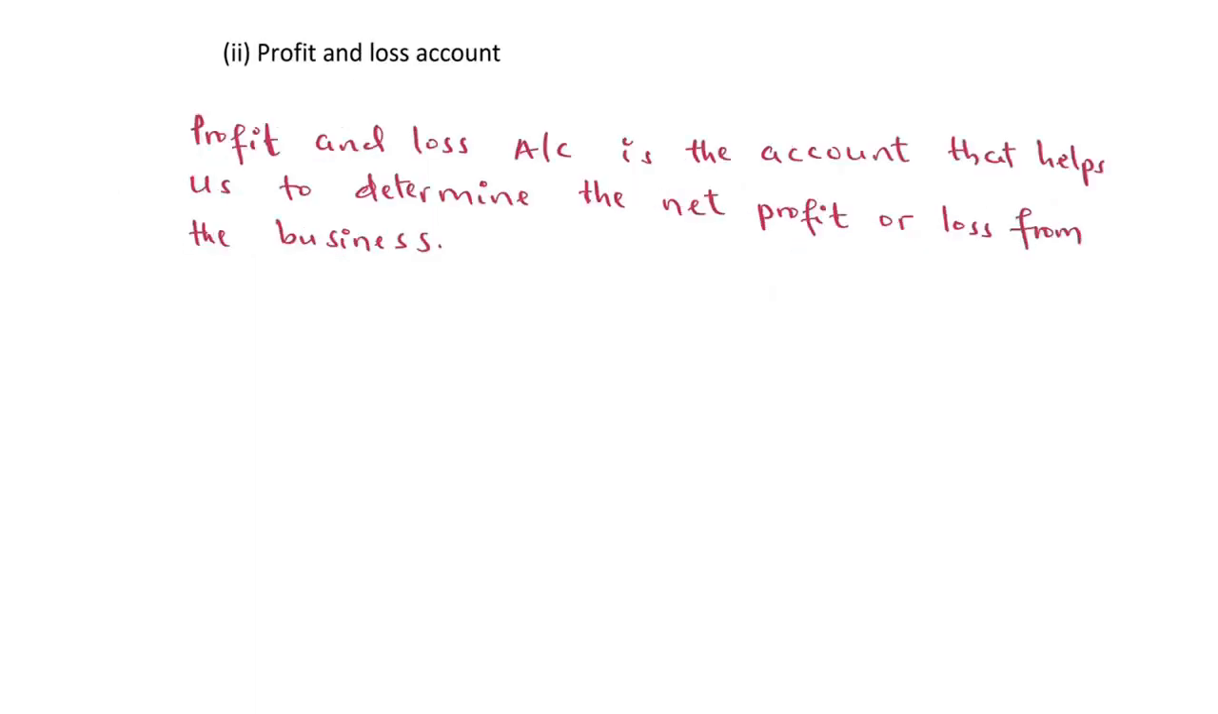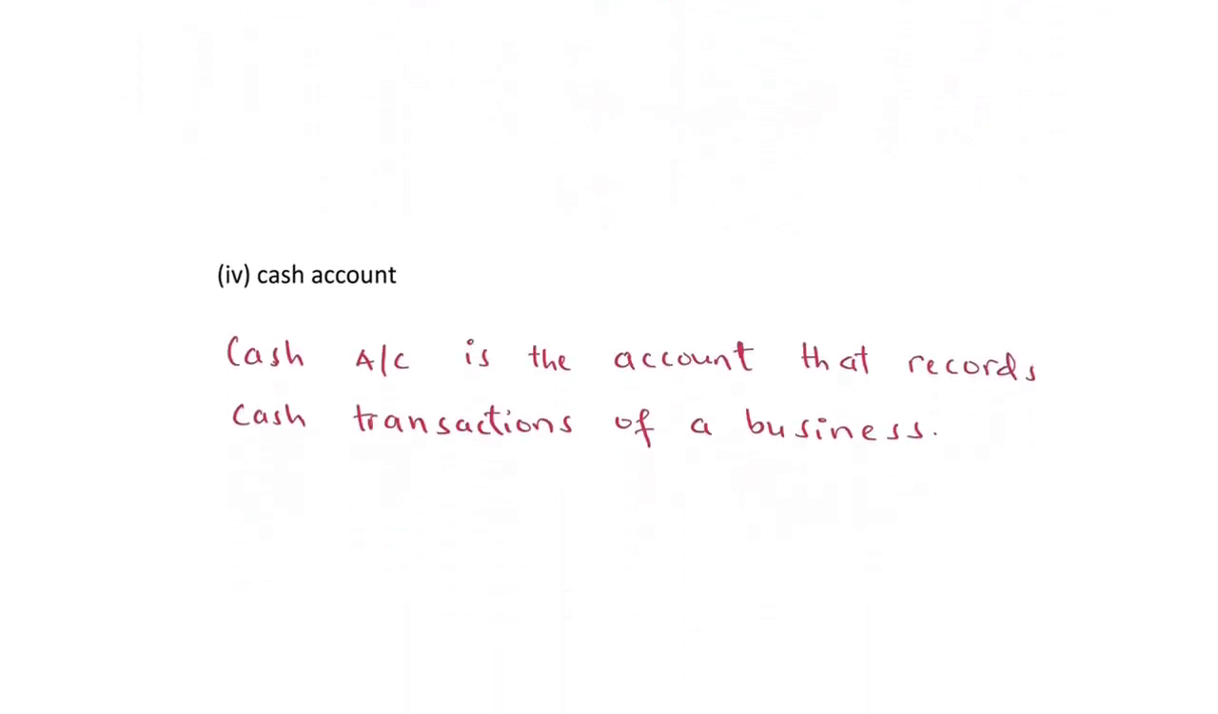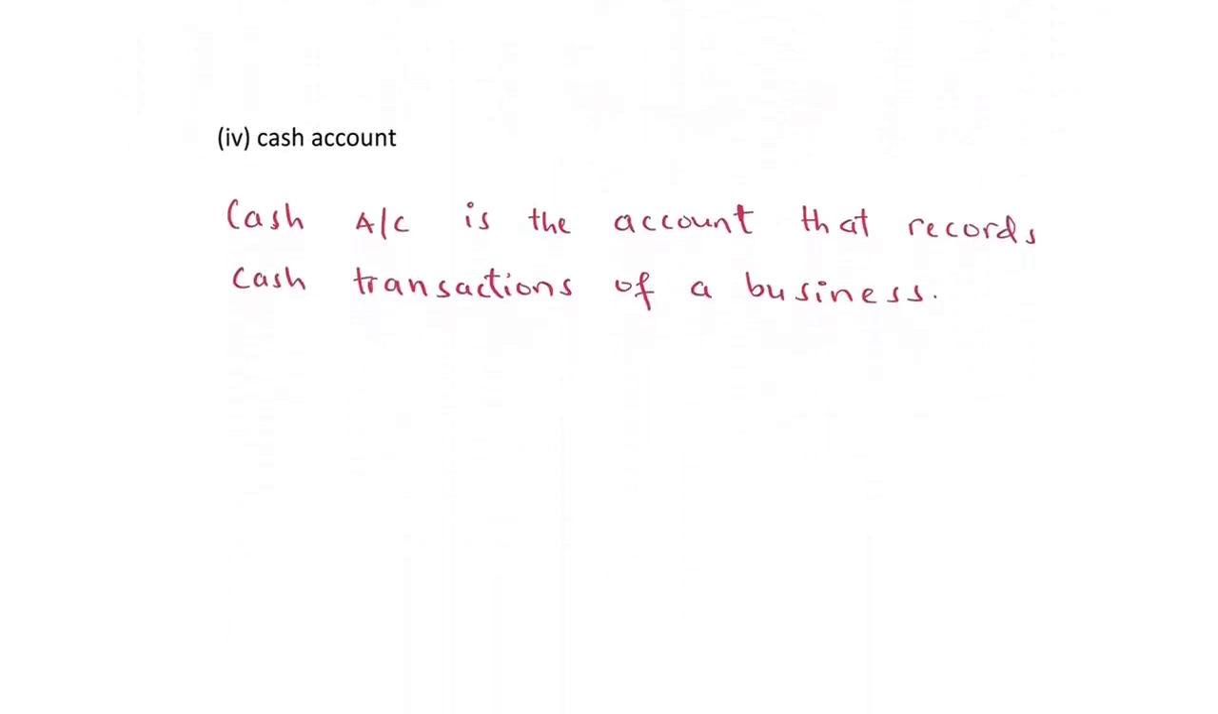For Roman 2, profit and loss account. So we have to recall that a profit and loss account is an account that helps us to determine the net profit or loss from the business. Roman 3, it is about a balance sheet. So we have to recall that a balance sheet is the summary of the financial position of an organization. And also for the Roman 4, for the cash account, we have also to recall that a cash account is an account that records cash transactions of a business.